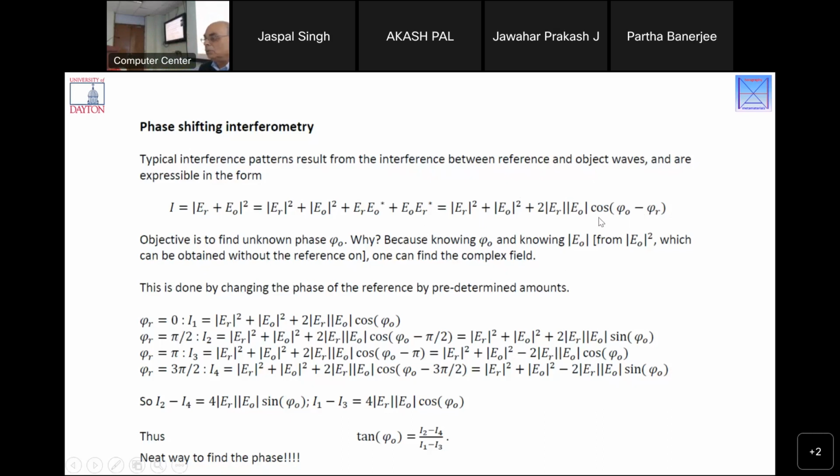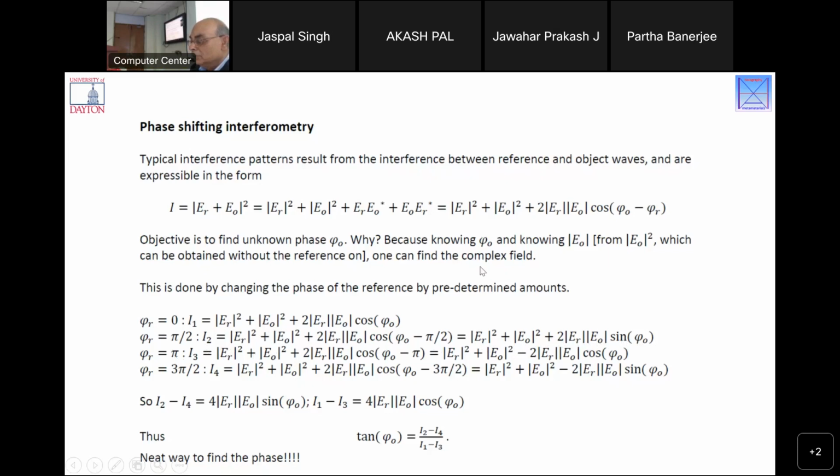Then it's going to become cosine of phi o minus 90. Well, cosine of phi o minus 90 is like a sine, right? Because the cosine has been phase shifted by 90 degrees. So what do I get for that case? I get another value of the intensity. If you work this out, it becomes very similar to this. The first two terms are always similar, but the next one becomes plus 2 ER EO times now sine of phi o, right? Okay.